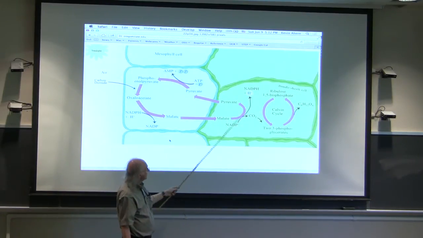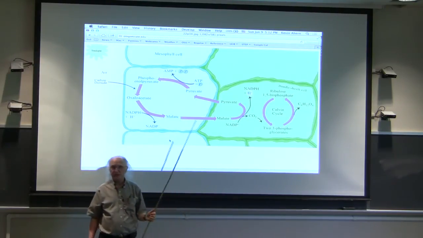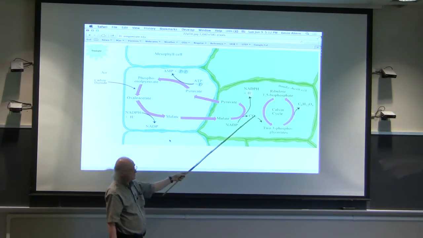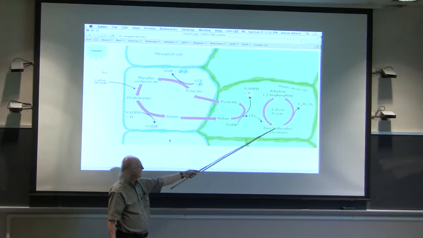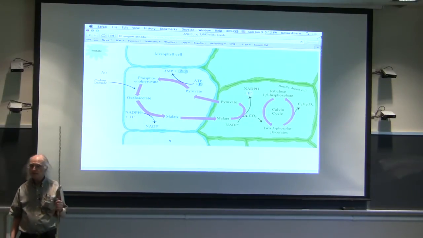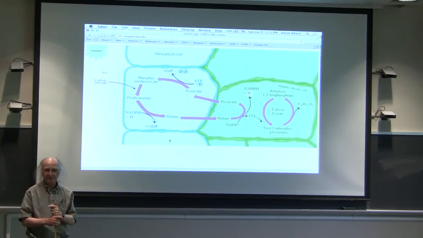So consequently, the CO2 is being dropped off in a place where there's not water, for example, that potentially can be lost. And as a consequence, this helps to concentrate the CO2 and makes this cycle more efficient than if it were occurring out here. So that's really what the difference between a C3 and a C4 plant is.